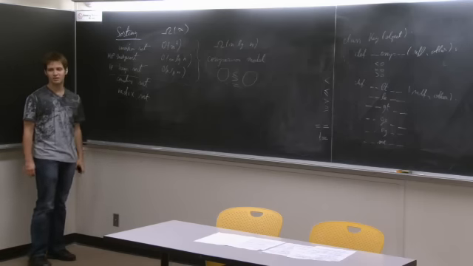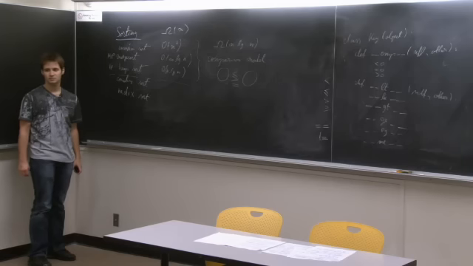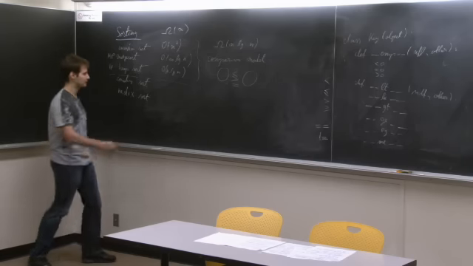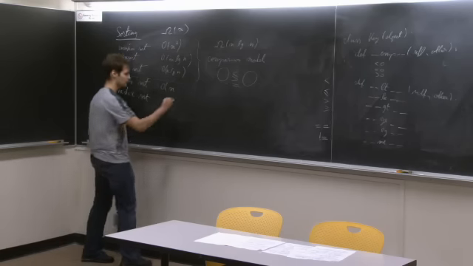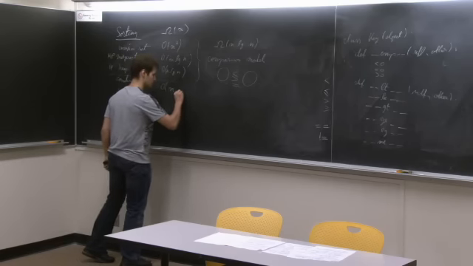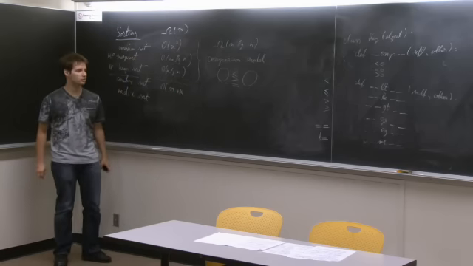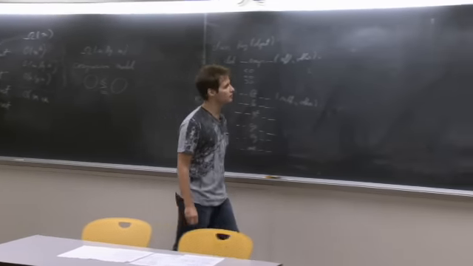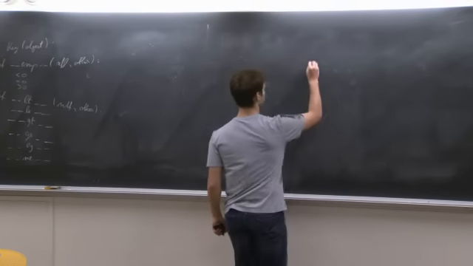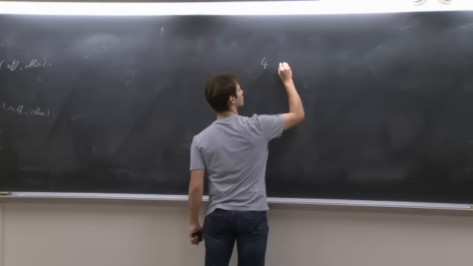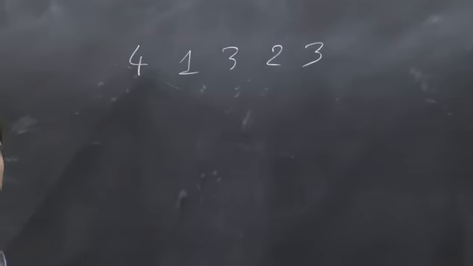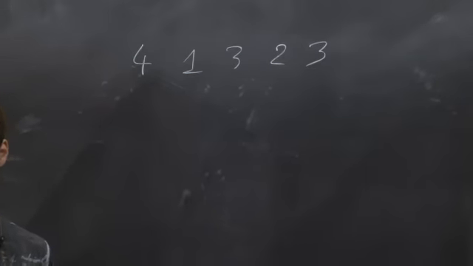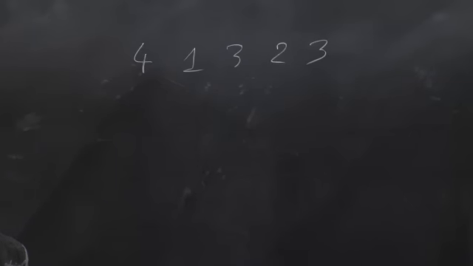Does anyone remember the running time for counting sort? N plus K. OK. Let's remember what counting sort looks like. Let's get this array: 4, 1, 3, 2, 3. How do we sort it using counting sort? We initialize an array of all of the possible values.